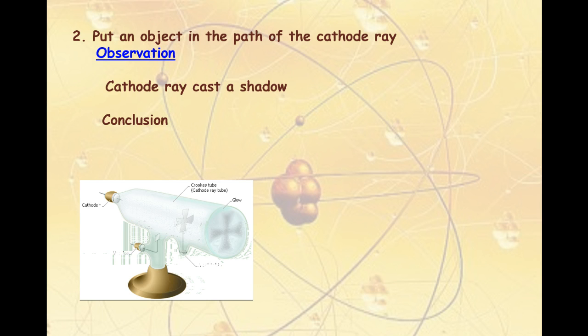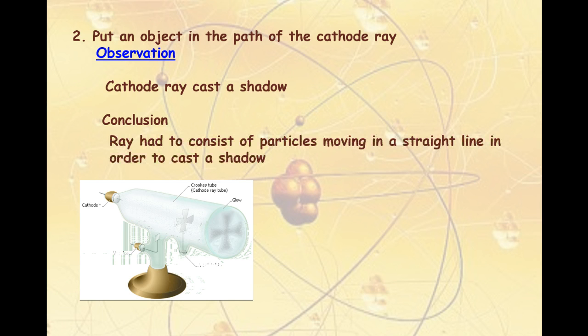And so the conclusion was made that the ray had to consist of particles moving in a straight line in order to cast the shadow. So these particles are moving in a straight line, and they're not bouncing off of that object. They're just moving in a straight line and then hitting the fluorescent screen on the other side.